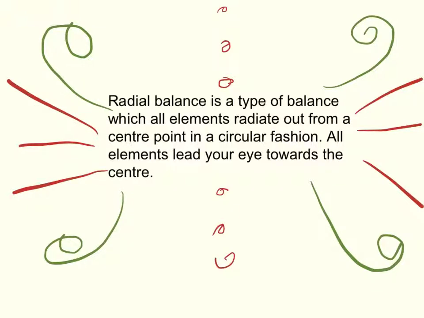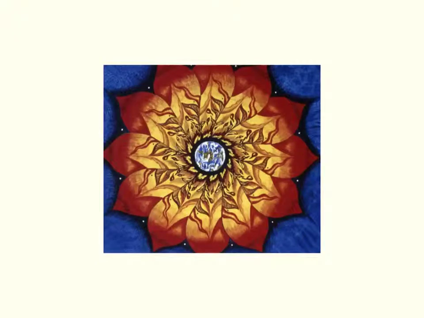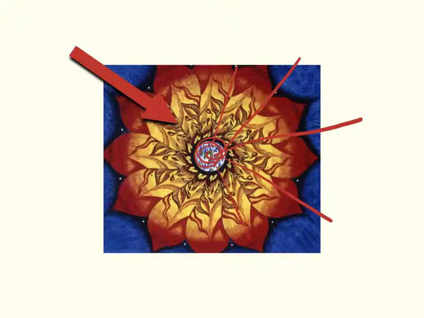Does radial balance have to be symmetrical? The answer is no. Here's an example right here where you have not a mirror image. However, what you do have is a central point and all sorts of things coming from the central point. So this is an example of radial balance, not radial symmetry.